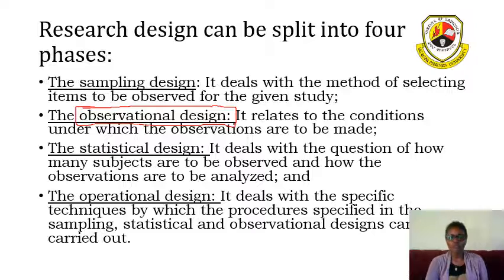Then we come to statistical design. Here we want to know how many subjects are we going to observe. Are we observing artifacts? Are we observing people? Are we observing an organization? How many of these? If I'm, let's say, looking at e-learning systems, am I going to look at only one e-learning system in one context, or am I going to look at one e-learning system but in several contexts? Those are the questions essentially.